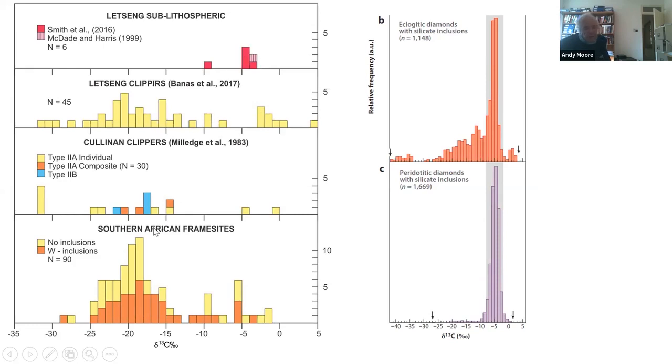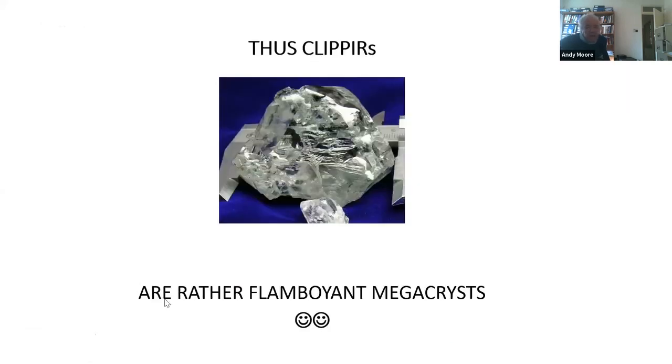And we believe, or we submit, that there's such a similarity between the unusual signatures of the framesites and the clippers at these two important localities, that this is arguing for a link between the clippers and the framesites, with the implication that if the framesites are megacrysts, so are the clippers.